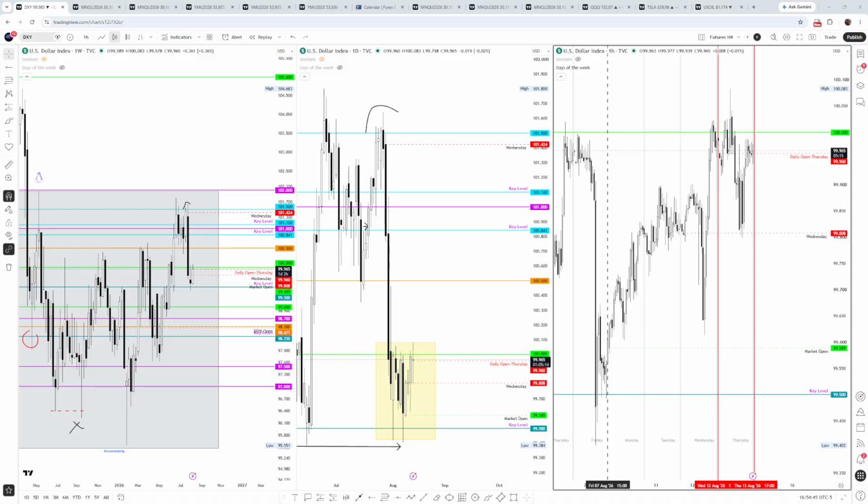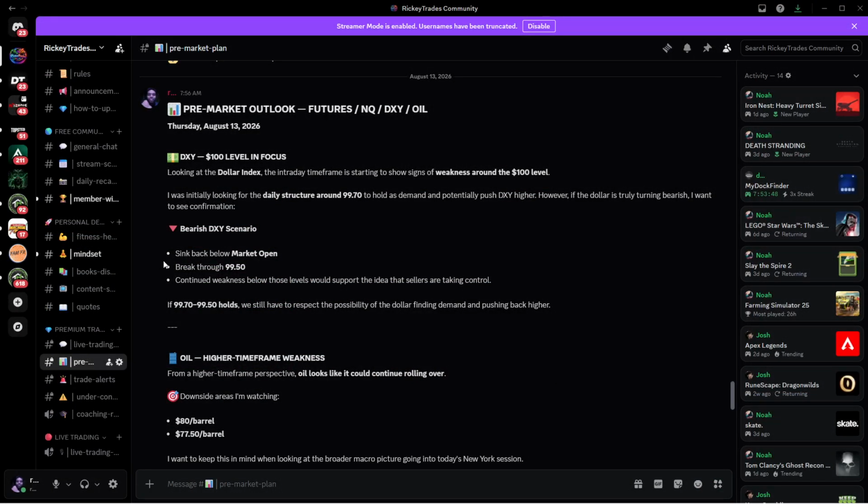Okay, so pre-market outlook, this was going to be for Thursday. So looking at the pre-market outlook, what I was looking for was DXY to possibly reach above 100, right? Looking at the dollar index, the intraday time frame is starting to show signs of weakness around that $100 level. I was initially looking for the daily structure around 99.70 to hold as demand and potentially push DXY. However, if the dollar is truly turning bearish, I want to see confirmation.